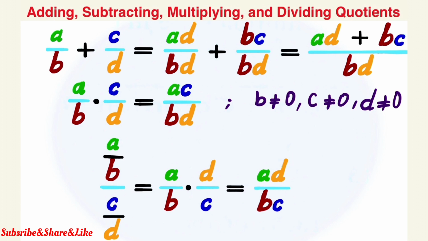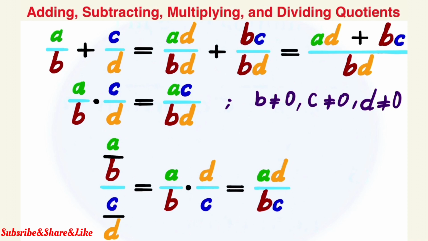So if we have A over B plus C over D, we multiply B by D, and D by B. Since we multiply the bottom by D, we have to multiply the top as well. And here we multiply by B, so we have to multiply the top too, and then we add them to each other. This stays like this, and we add those numbers together after multiplying them.